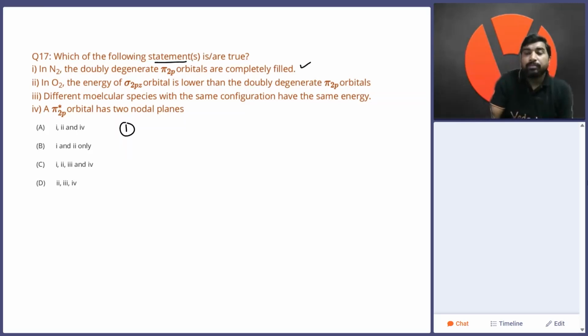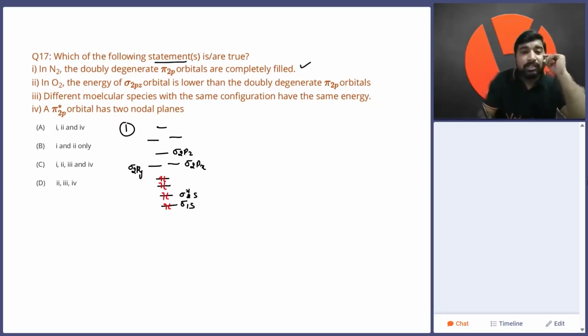Yes, if we draw the MOT of N2, this is the rough diagram of the MOT. This is the sigma 1s, sigma star 2s, and so on. Like this is pi 2px and pi 2py, and this is the sigma 2pz. If we put the electrons 1, 2, 3, up to 14, definitely the doubly degenerate pi 2p orbitals are completely filled. This statement is right.